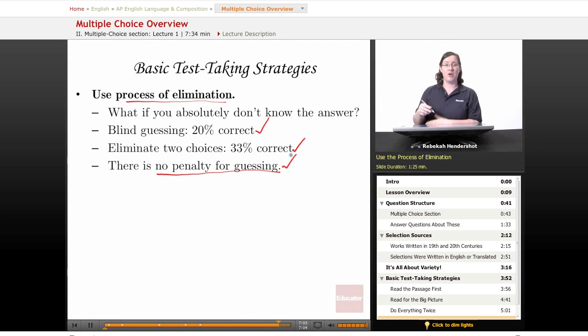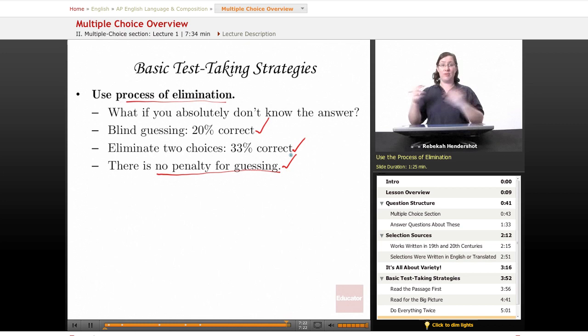If you get an answer wrong, you get 0 points. It's not like the SAT where they deduct a quarter of a point from your score for a wrong answer, so you're better off not leaving it blank. Answer every question if you possibly can, even if you have to guess randomly. But if you do have to guess, use process of elimination wherever possible.